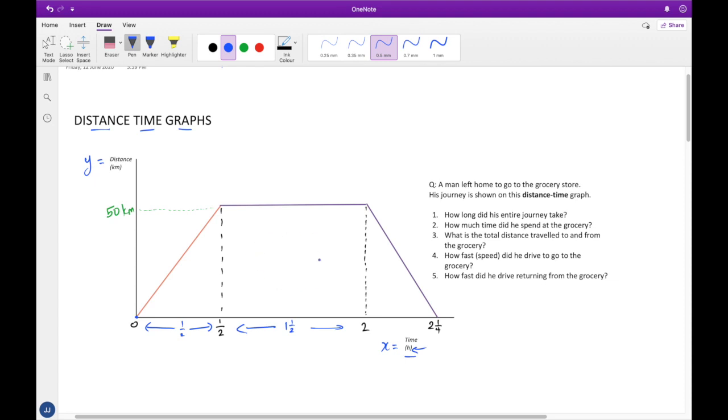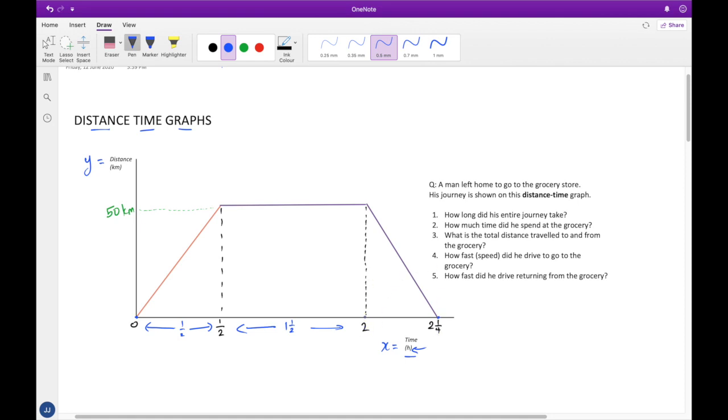Now, how did I know he was inside the grocery store? Well, he didn't travel any distance. He parked at the grocery store, and we can see that for that entire time, he stayed at that 50-kilometer mark, which means that no distance was traveled. And then after the 2 hour mark is when he decided to go back home. We can see the distance getting closer and closer to home until it goes back to 0, which is when he reached his house, right?